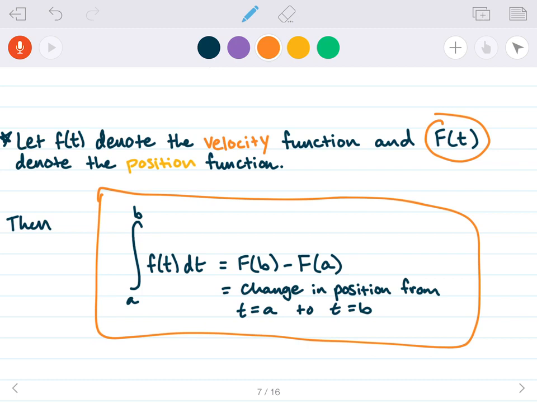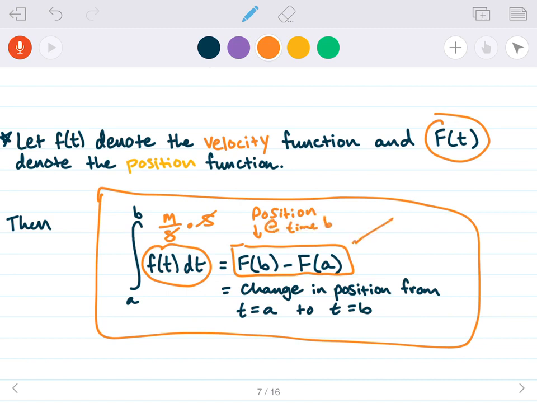And so we can look at this in two ways. We can talk about units. Velocity, we could say, is distance over time, maybe meters over seconds. And that's times the change in time, which is in seconds. So my units should be in meters here. But we can also look at it in this way, right? Here I have position at time B, and here I have the position at time A.